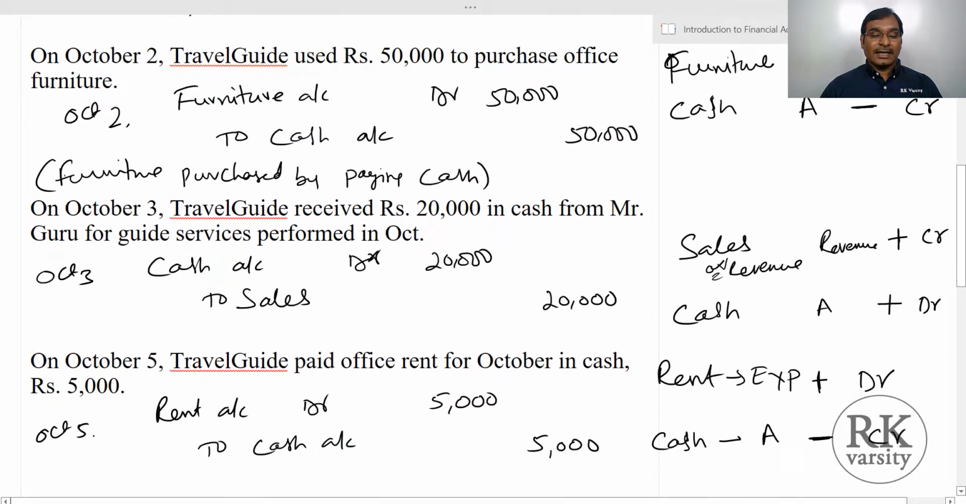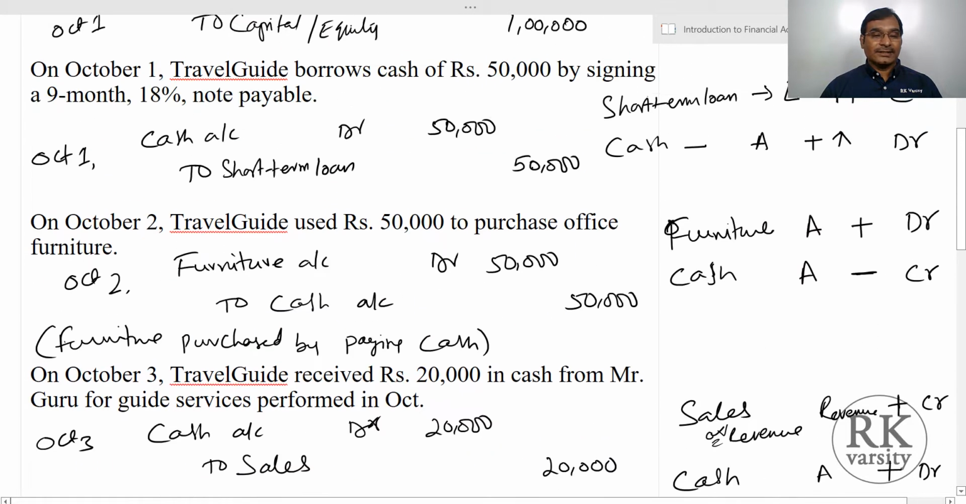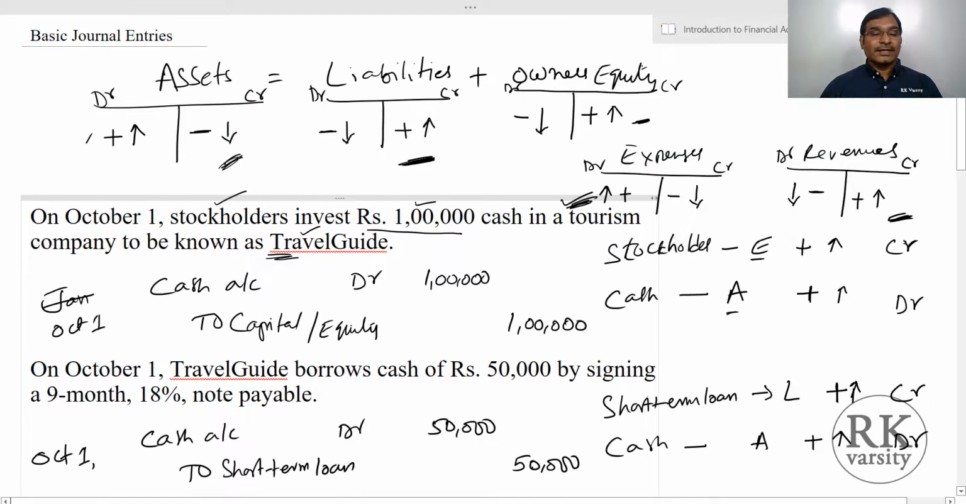Here I didn't write narrations for all the transactions, so keep practicing writing narrations for each and every transaction. This is how you need to journalize the transactions in the general journal or books of original entry.